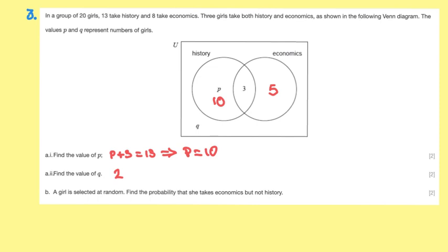Part B. A girl is selected at random. Find the probability that she takes economics but not history. Well, there's 8 girls that take economics together, but only 5 of them take economics and not history. So the probability of economics but not history is equal to 5 out of the 20, which is equal to 1/4.